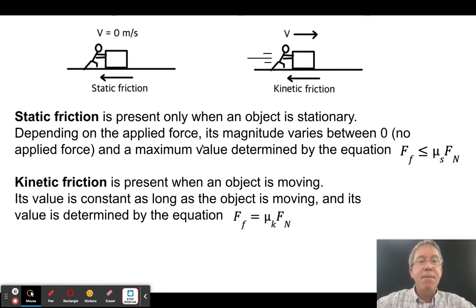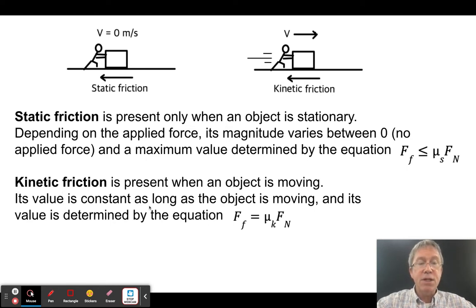Once you exceed that maximum, and that maximum is defined using this equation here, the amount of frictional force associated with static friction is always going to be less than or equal to this coefficient of friction times the normal force. But once I've exceeded this value, all of a sudden the object does begin to move, it sort of breaks loose, and now we have kinetic friction.